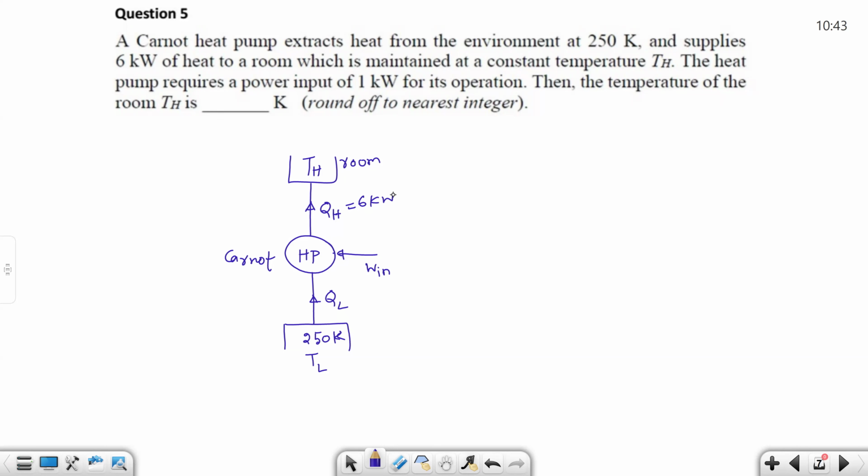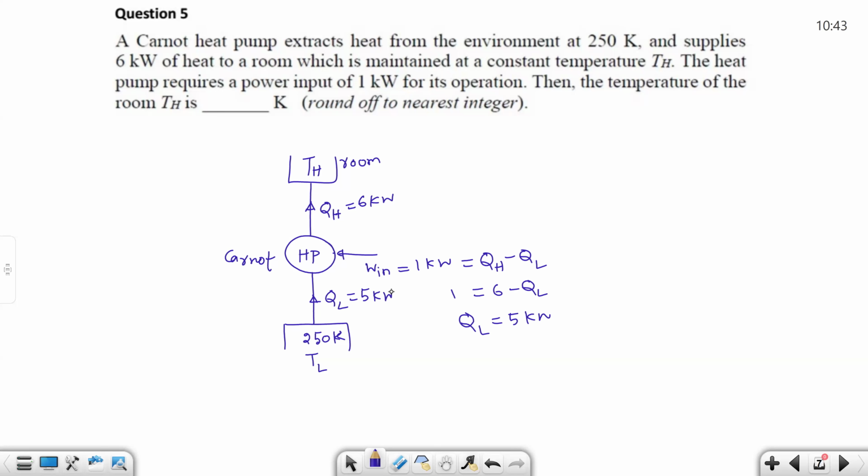The heat pump requires a power input of 1 kilowatt for its operation. Then find the temperature of the room TH. We know that this work input will be equal to QH minus QL. So QH is 6 minus QL, this is 1. So QL will be 5 kilowatt then.